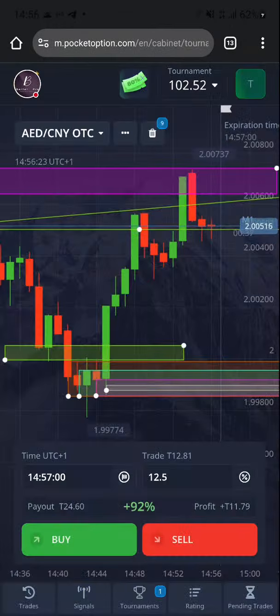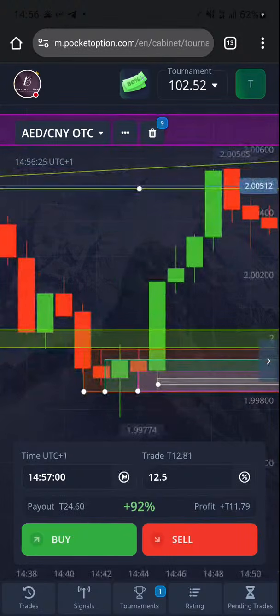You understand? Look at this. We have a QM entry. That's the purple zone and that gray area. You understand? Then we have a demand area. That's the green zone.